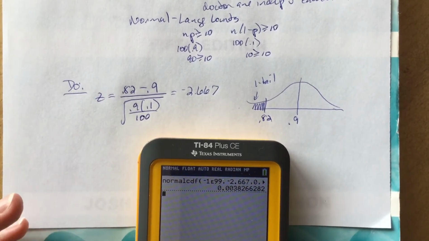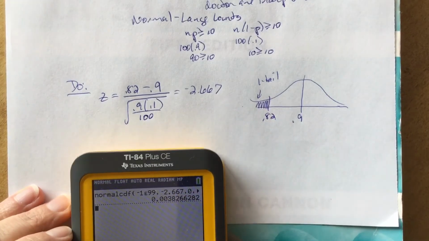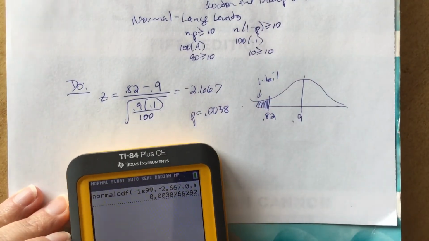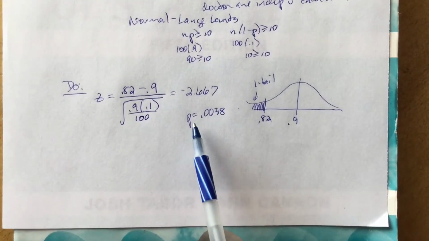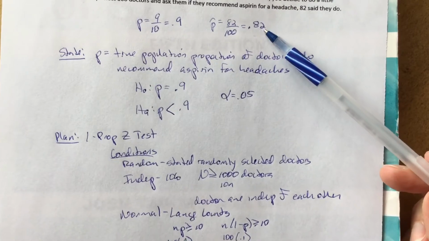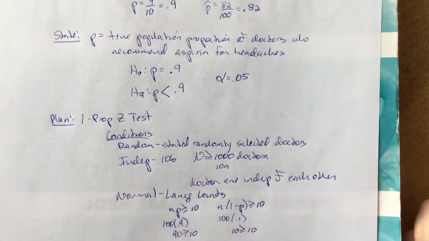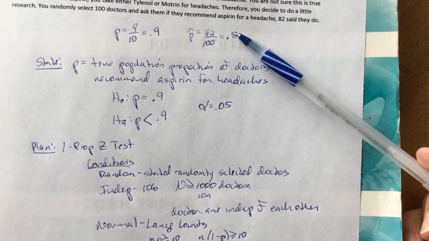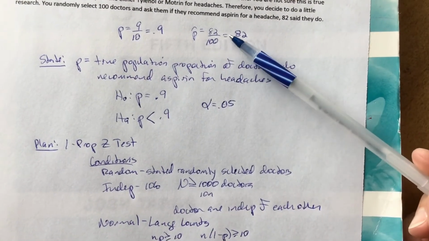And that's my probability or my p-value. Okay, so my p equals 0.0038. Okay, so that p-value is the probability that my sample would have just happened by chance. So that's pretty small. I doubt that that happened by chance. Okay, so something had to have made that happen.